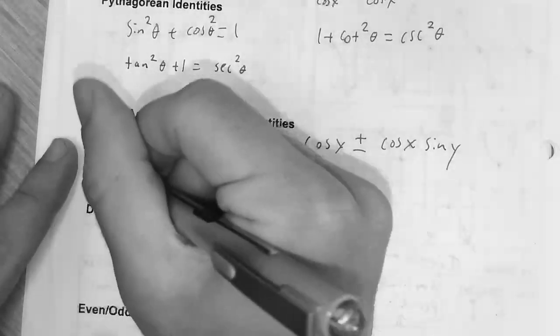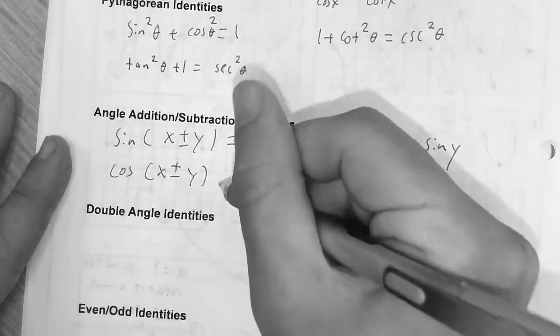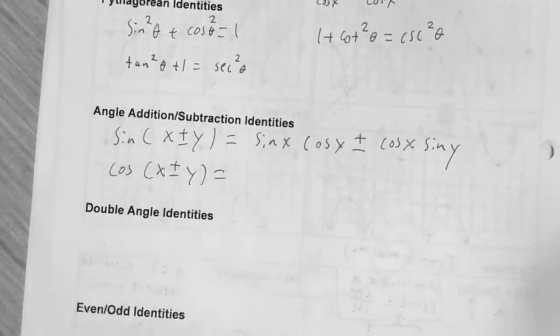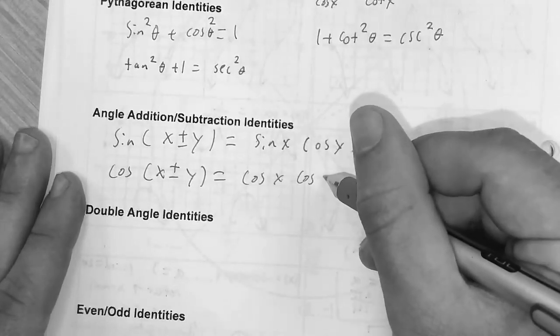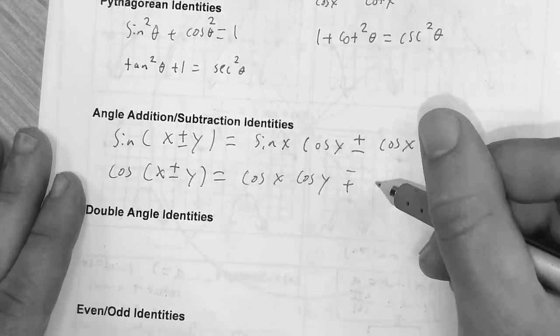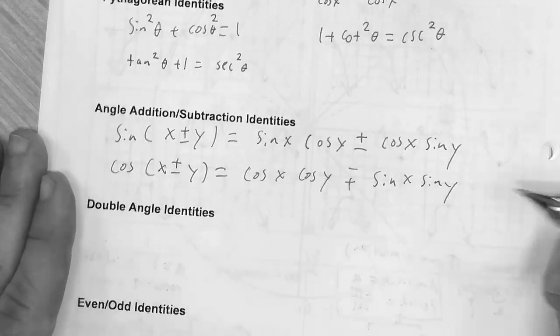So cosine of x plus or minus y, that's the one you guys all shouted out. So that is what? Cosine x cosine y, and then it's minus or plus sine x sine y. Okay?